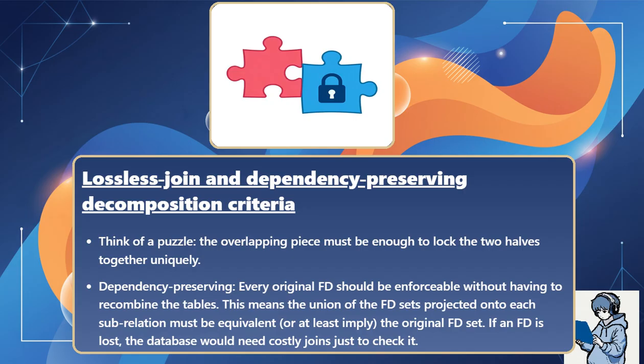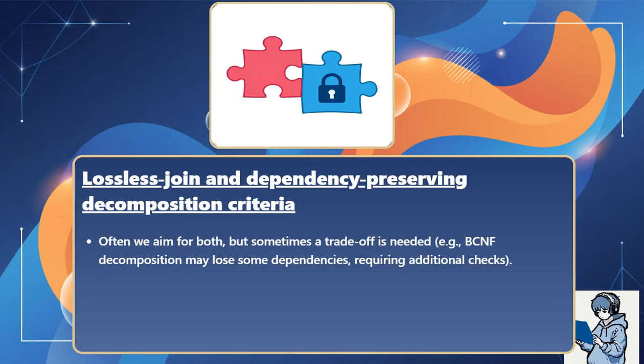This means the union of the functional dependency sets projected onto each subrelation must be equivalent, or at least imply, the original functional dependency set. If a functional dependency is lost, the database would need costly joins just to check it. Often we aim for both, but sometimes a trade-off is needed. For example, BCNF decomposition may lose some dependencies, requiring additional checks.